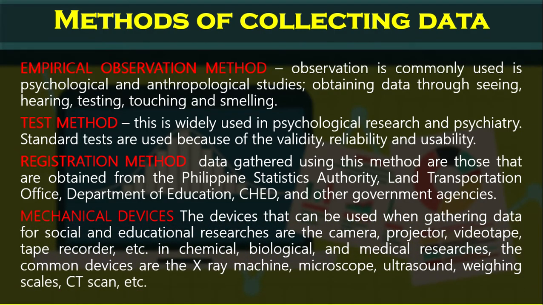Okay, then last one, mechanical devices. So the devices that can be used when gathering data for social and educational researches are the camera, projector, videotape recorder, etc. Okay, in chemical, biological, and medical researches, the common devices are the X-ray machine, microscope, ultrasound, weighing scales, CT scan, etc. Or technically, if you are using a device, of course, you are under this, mechanical devices. Okay, so those are the methods of collecting the data.